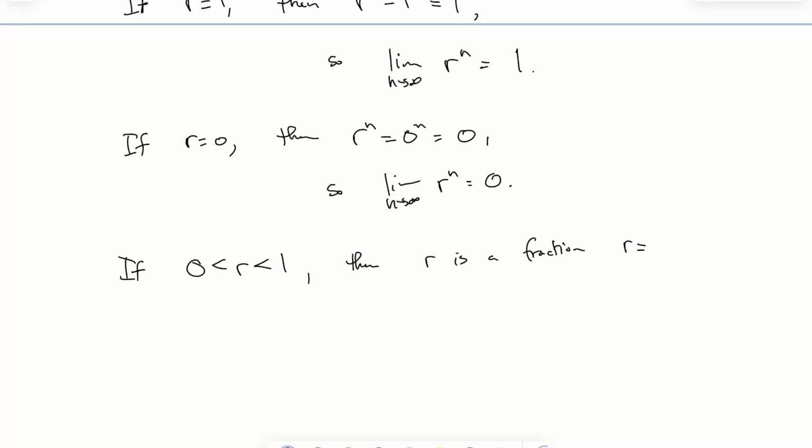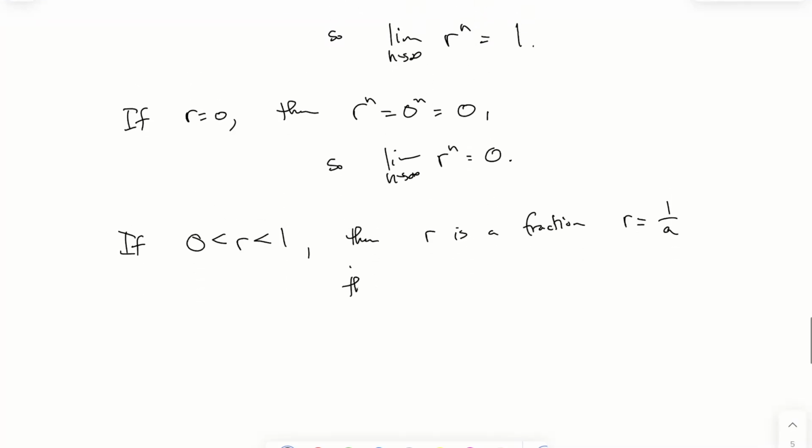We could write R as 1 over A, something which is between 0 and 1. This A could be any number bigger than 1, and that makes a fraction here. But what that means is then R to the n would be the same as 1 over A to the n. And here's a little trick. This is the same as just straight up A to the negative n. So what I'm saying is, if R is a fraction, then what you're talking about is an exponential function with a negative exponent.